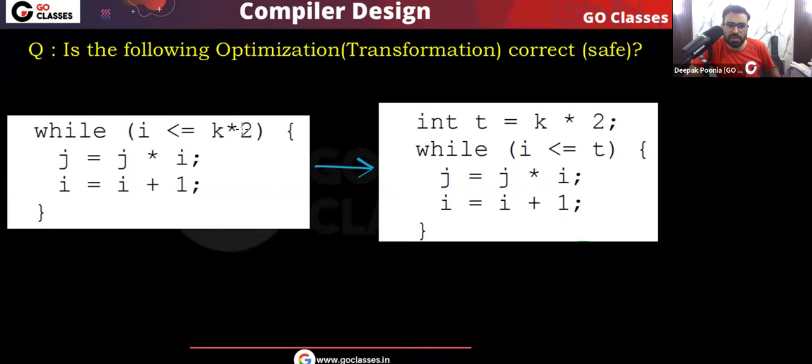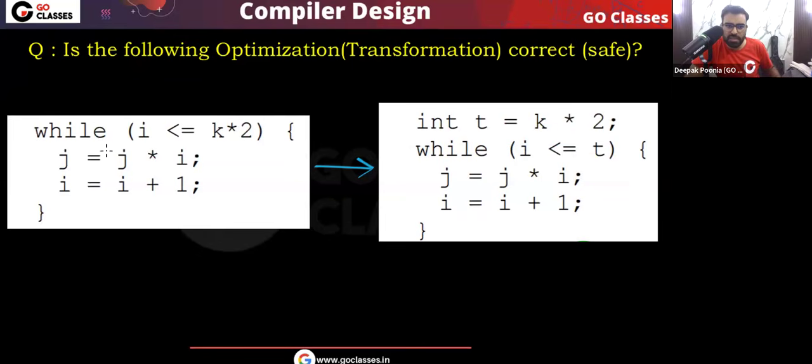You can notice what changes we are doing. Just notice the changes here. You can see that k into 2, we are multiplying k with 2, and on the right side we are shifting it outside the loop. In the while loop, k is multiplied with 2, but on the right side, this k multiplied by 2 we are shifting outside the loop. Okay, tell me, can we do that? Can we shift k multiplied by 2 outside the loop?